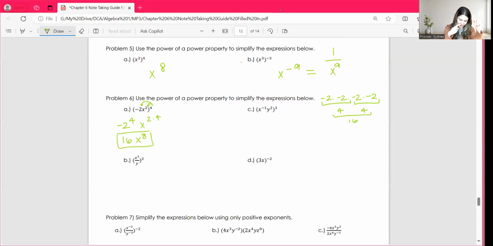Let's check out B. We're going to distribute, so I've got x to the 3 times 2 over y squared. I got x to the 6th over y squared.